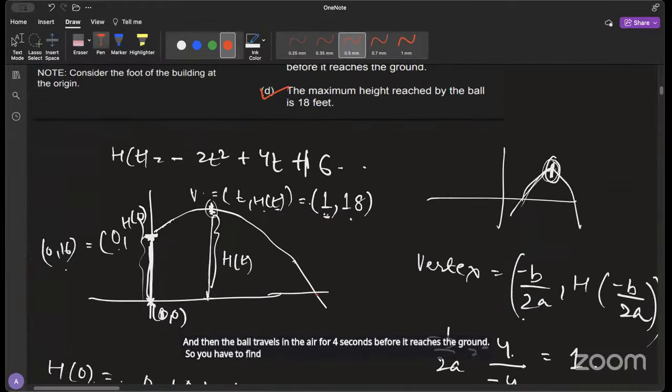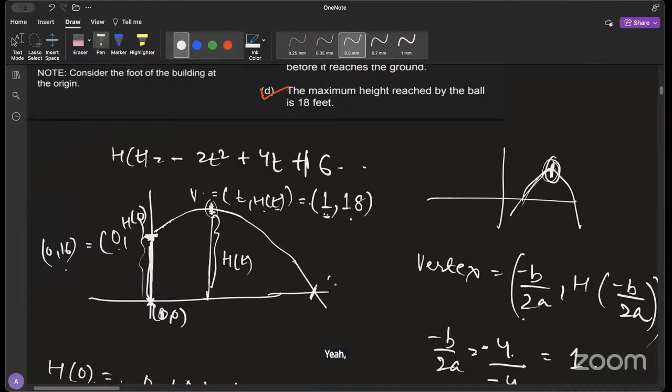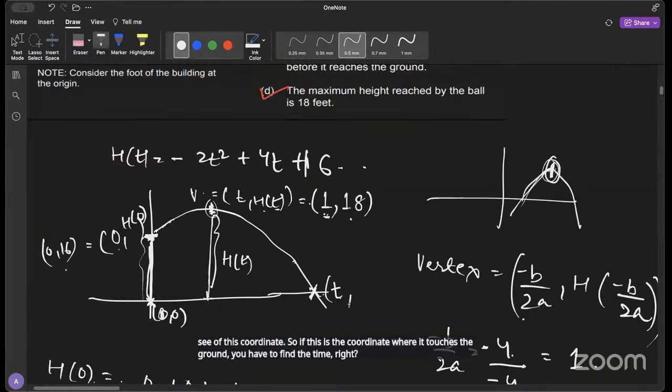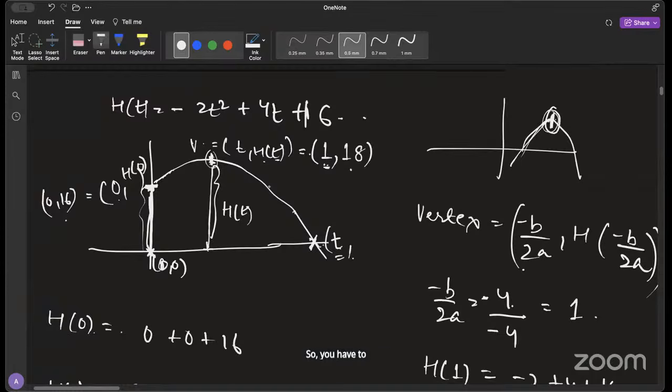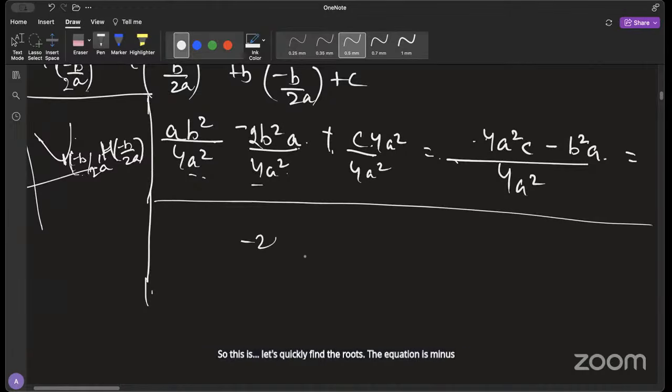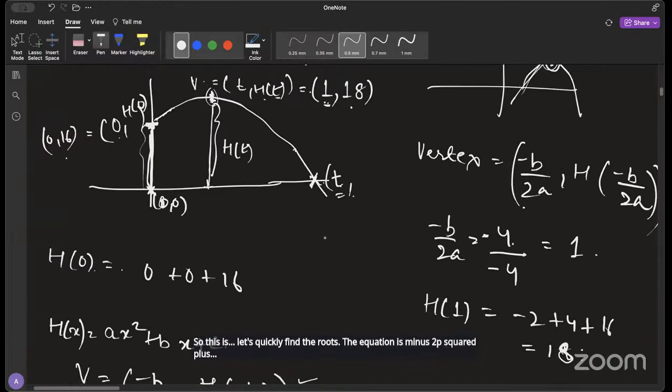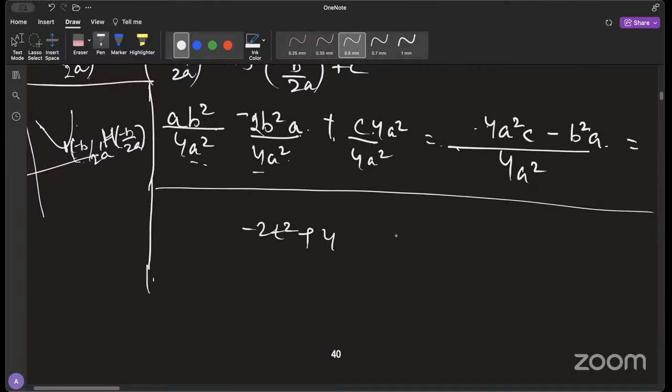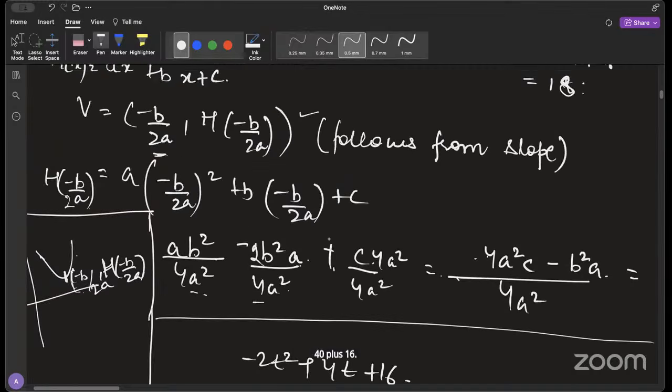So you have to find the roots. If this is the coordinate where it touches the ground, you have to find the time, right? So you have to find the roots of this parabola where your h becomes 0. That means you have to find the roots of h of t. Let's quickly find the roots. The equation is minus 2t squared plus 4t plus 16.